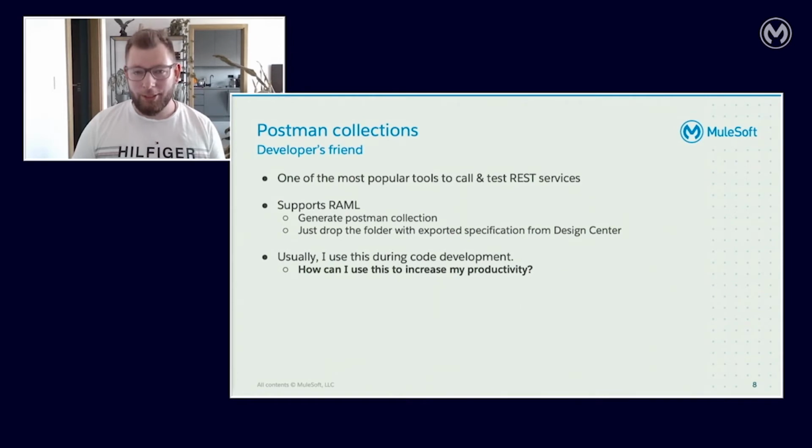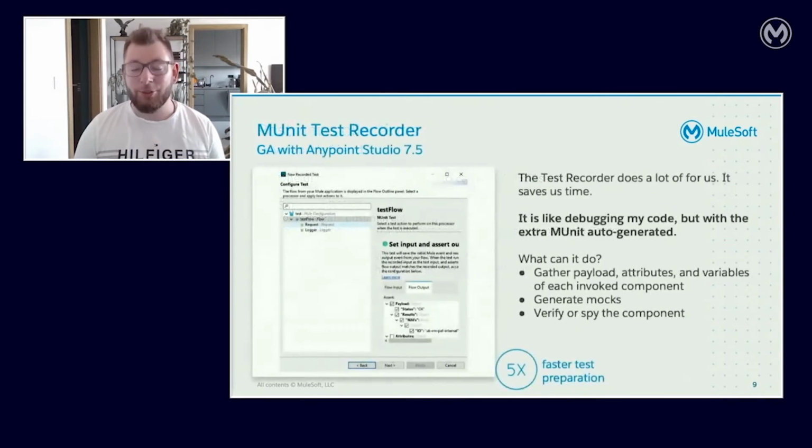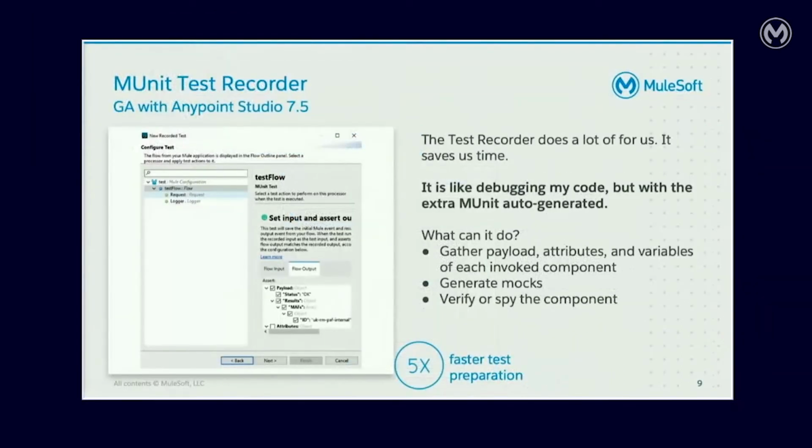However, I can increase my productivity further, not only by having the requests auto-generated. I can use the MUnit test recorder functionality, which is a new feature starting from Mule 4.7.5. This is generally available right now, so you can try it on your own. I've been trying this since it was still a beta version, and I've tried to use it in my customer projects to increase the code quality.